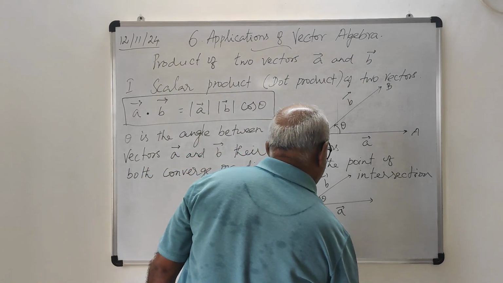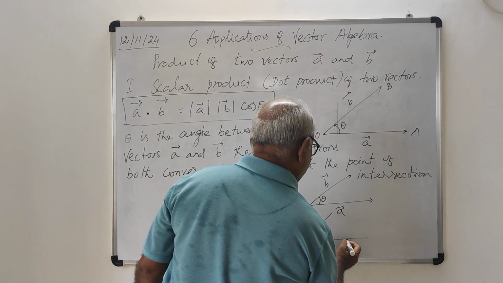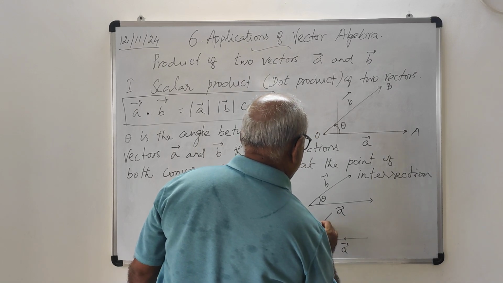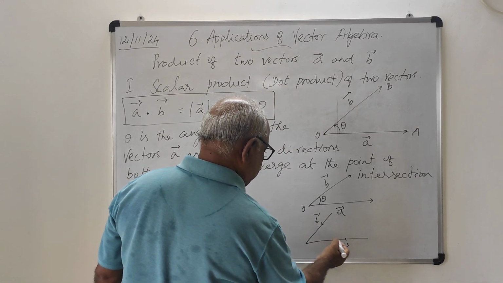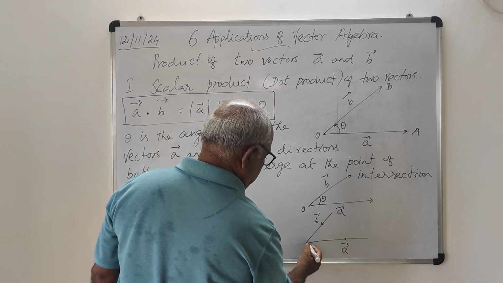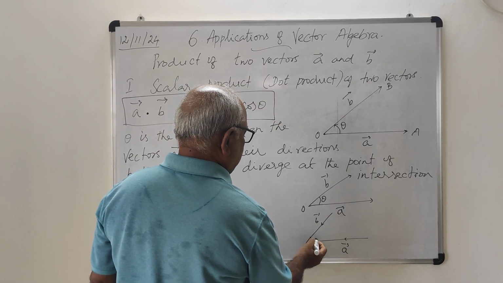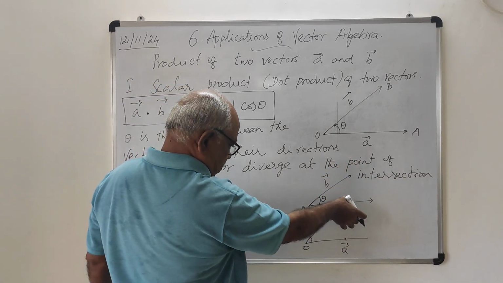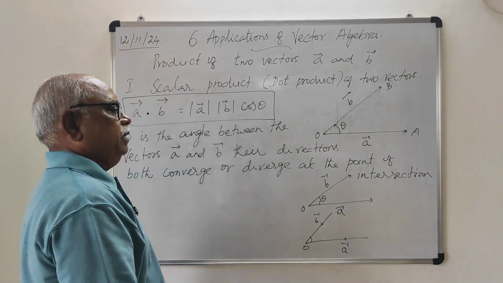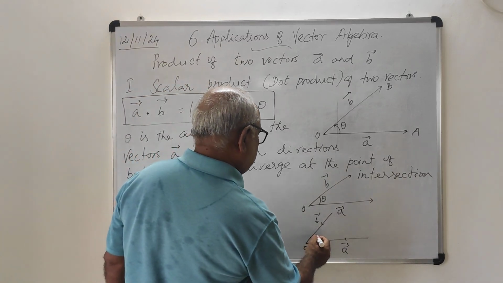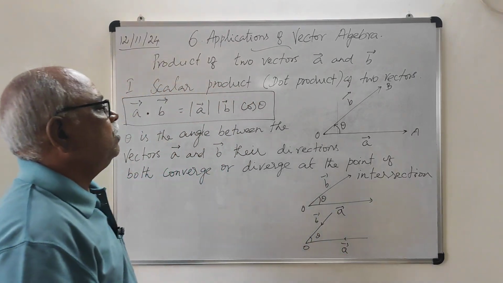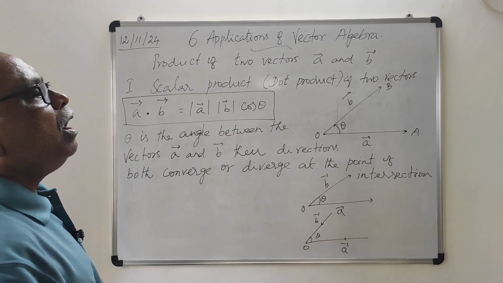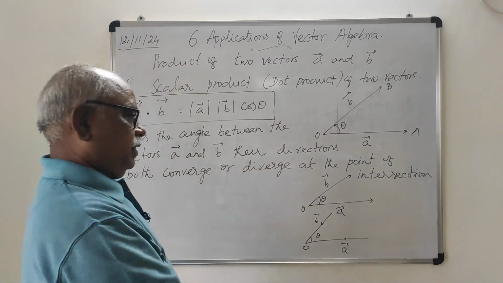Converge means, this is A and this is B, converging at the point of intersection. This is angle theta. Both the directions of vectors A and B diverge or converge at the point of intersection, and that is the angle theta. Okay, this is the definition of the dot product of the vectors A and B, and we will see the properties of the dot product of the vectors.